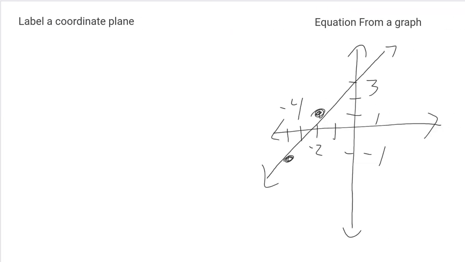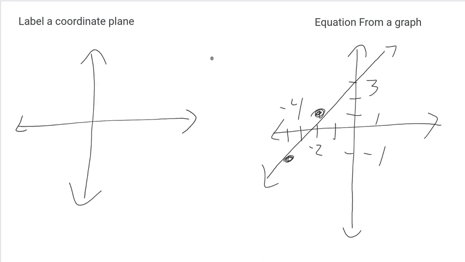So, if they ask us to label a coordinate plane, the origin is where two lines intersect. This is my positive y-axis. This is my negative y-axis. Positive x, negative x, and this is my origin.